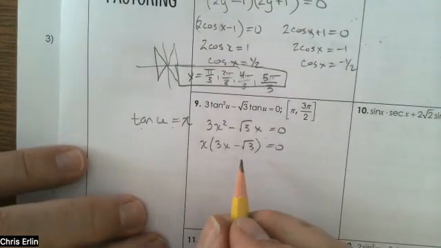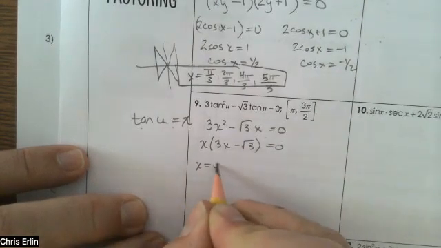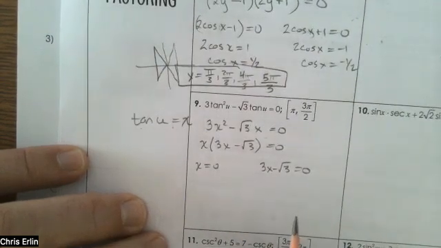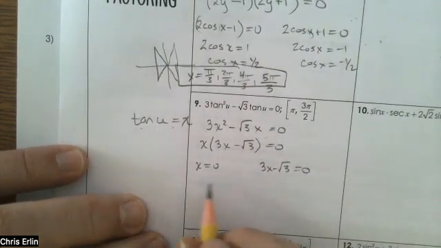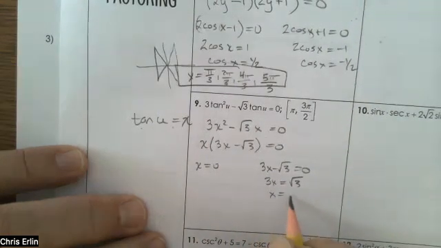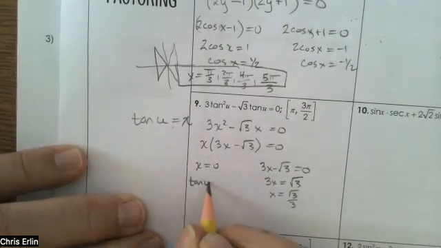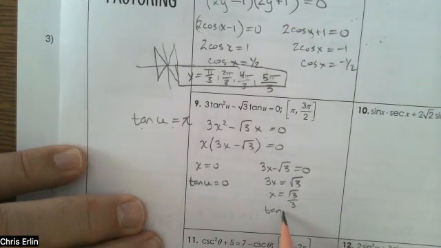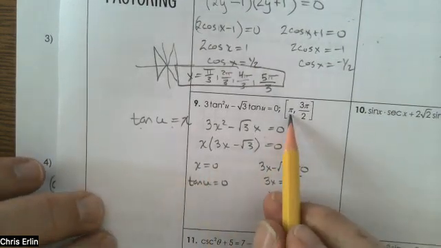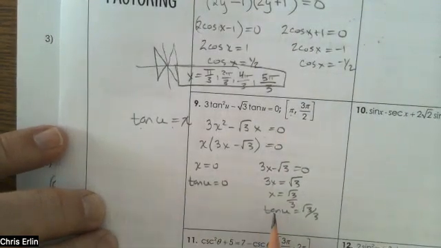And then we'd say, okay, this is the zero product property. I've got two things multiplied together to equal 0. So either the x is equal to 0 or the 3x minus root 3 is equal to 0. We can plug this back in or we can solve this first. So that would mean 3x is equal to root 3. So x is equal to root 3 over 3. But x is really tangent of u. And so in the region from pi to 3 pi over 2, I'm looking for my solutions that satisfy either of these.